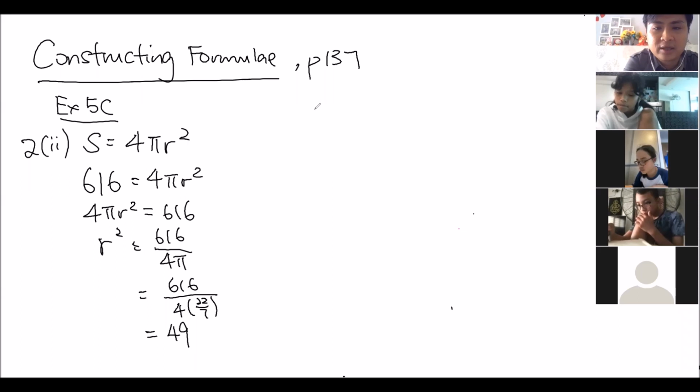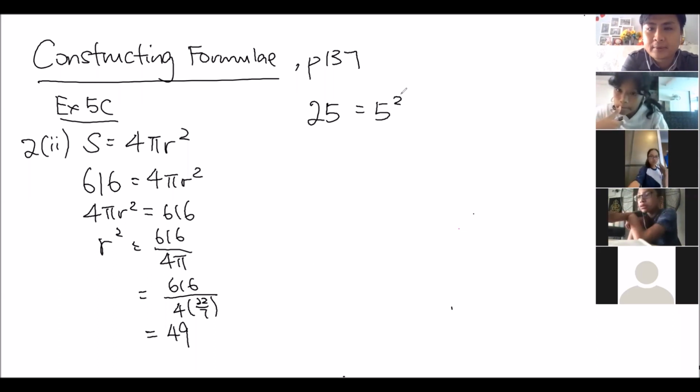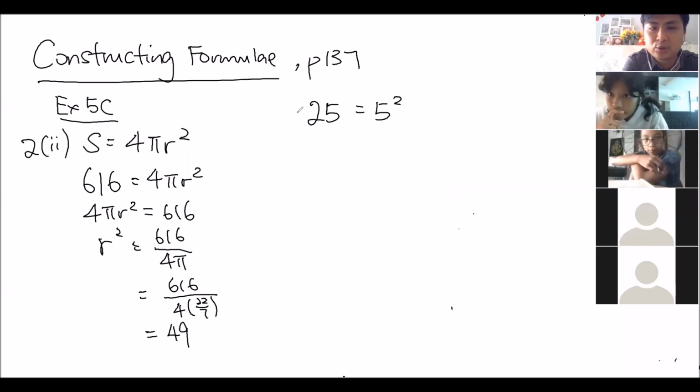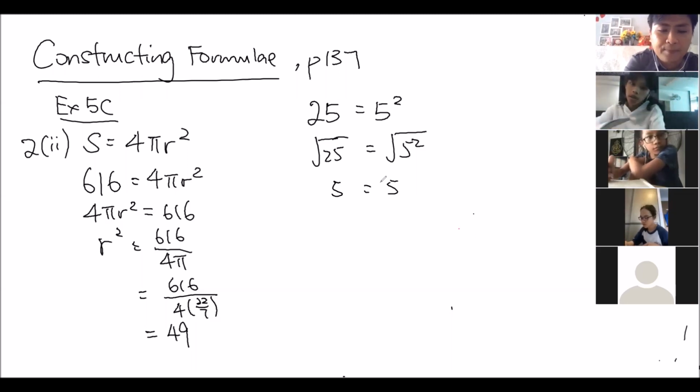Now if I have 25, 25 is the same as 5 square, correct? So if I have 5 square and I want to remove this square, I will square root on both sides. So square root of 25 equals square root of 5 square. Then we can cancel the 5 and the square. So square root of 5 square will be 5. Can you remember this? So the opposite of square is square root.